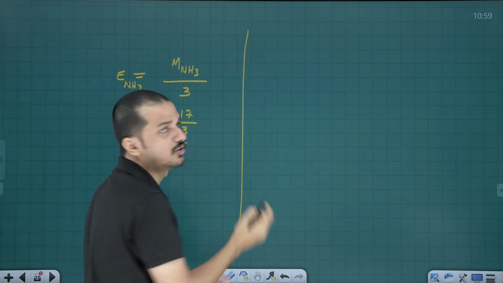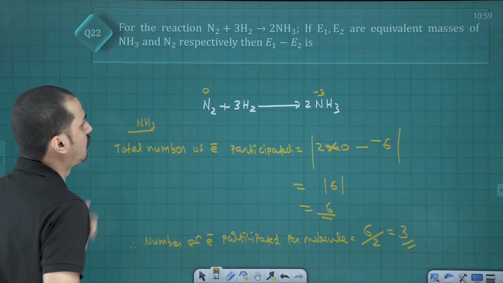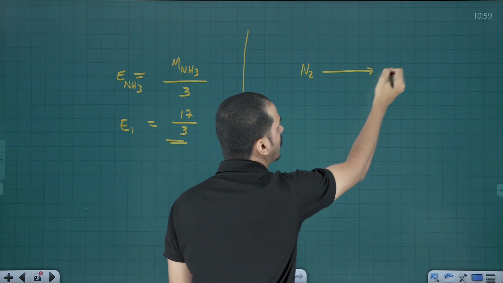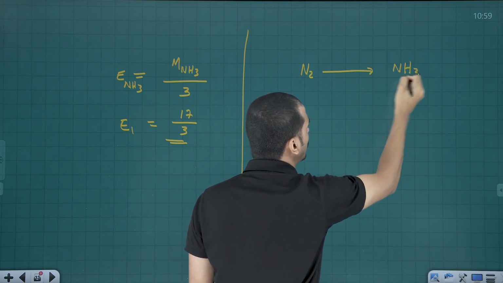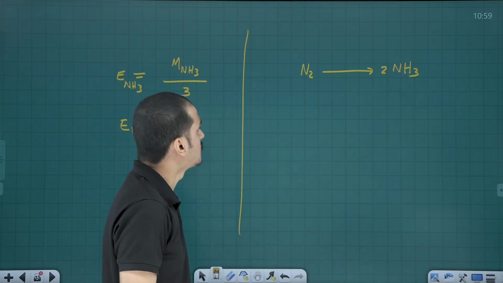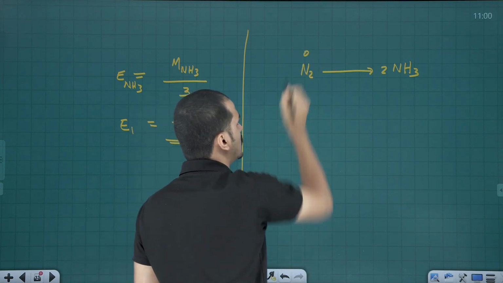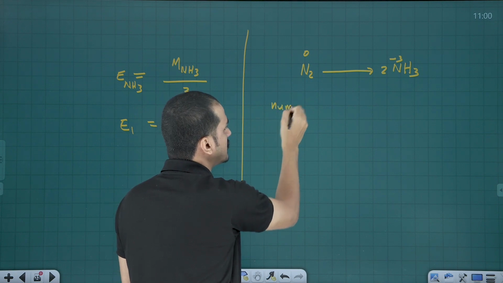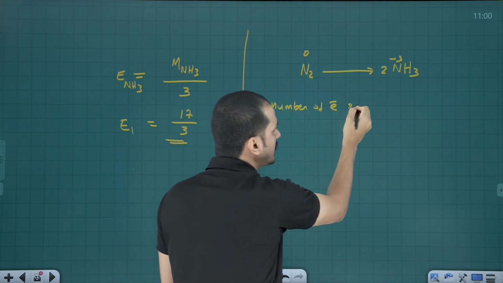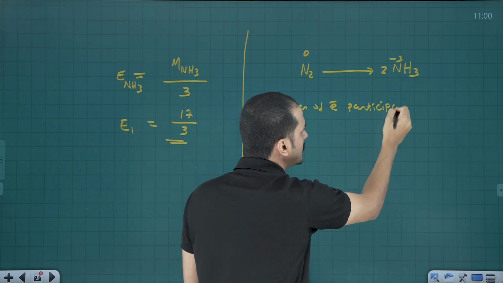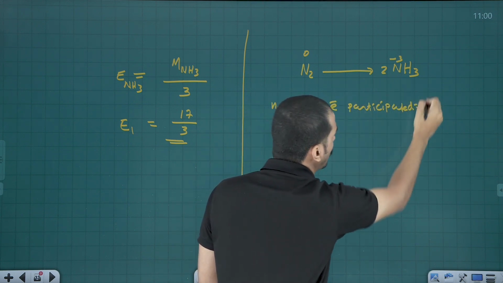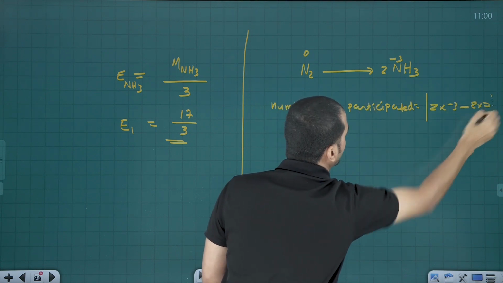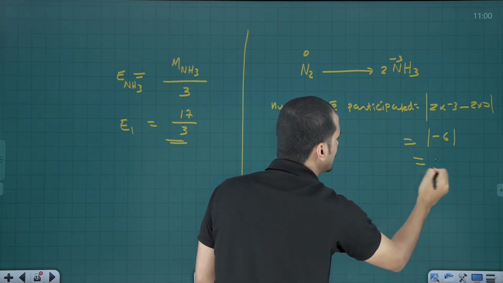The same thing we have to find out, the equivalent weight of nitrogen. In the case of nitrogen, we have to consider nitrogen becoming ammonia, that alone. So nitrogen oxidation state is 0, and in ammonia the nitrogen oxidation state is -3. Here the number of electrons participated is equal to modulus of 2 into -3 minus 2 into 0. That means modulus of -6, that is 6.